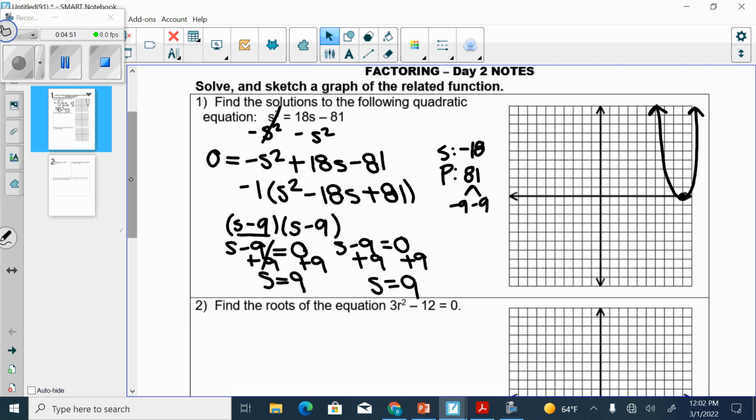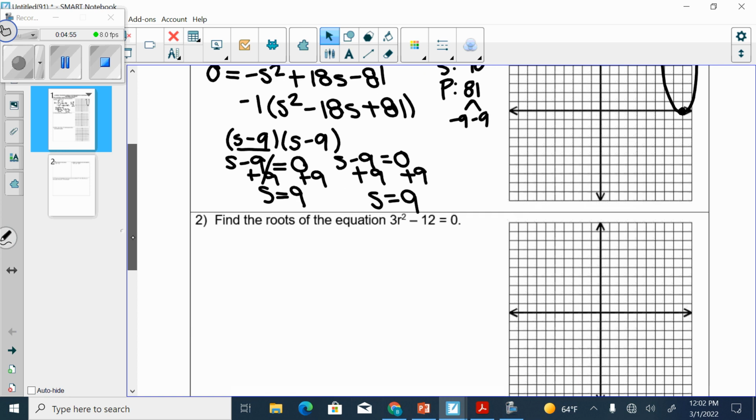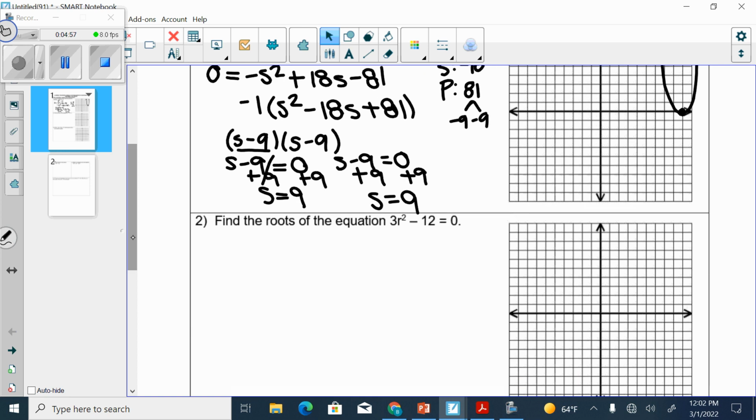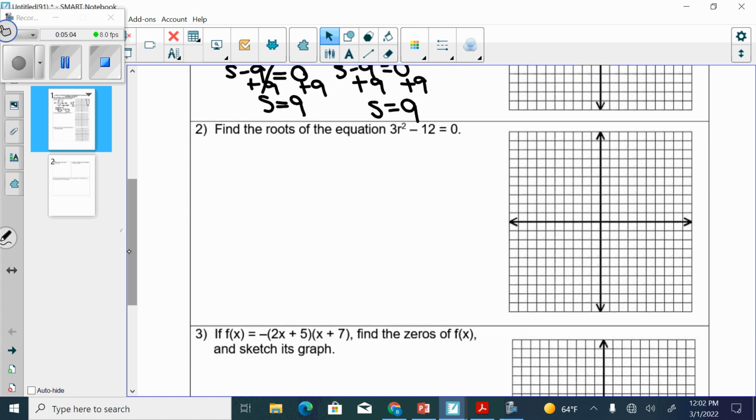All right. Let's look at another one. Number 2: find the roots of the equation 3r squared minus 12 equals 0. Are we going to have to move anything this time? Nope, it's already equal to 0. So we're going to go ahead and factor. What do I look for first? Good. And what is our GCF? 3. Nice. So I'm going to take out a 3.